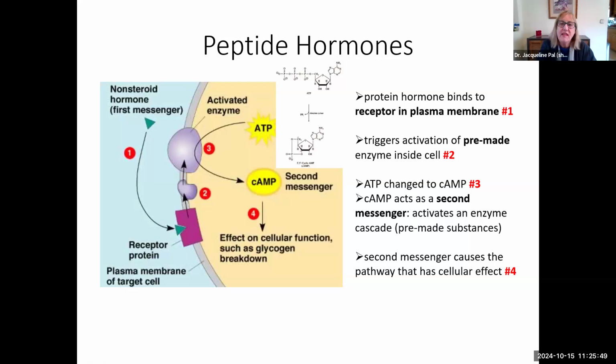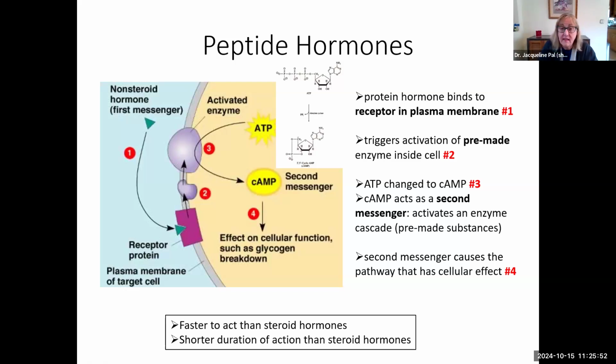And so because everything is pre-made, peptide hormones are faster to act than steroid hormones are going to be. And because they're fast acting, they're going to have a shorter duration of action than our steroid hormones are going to be.